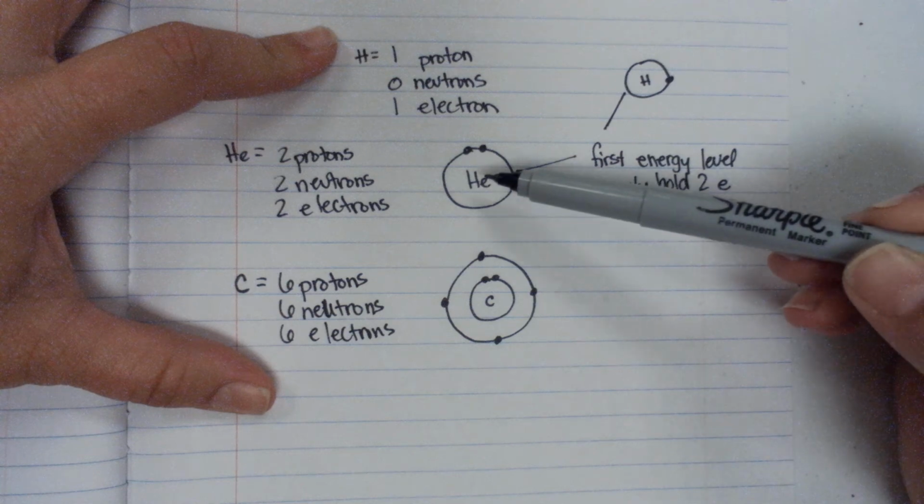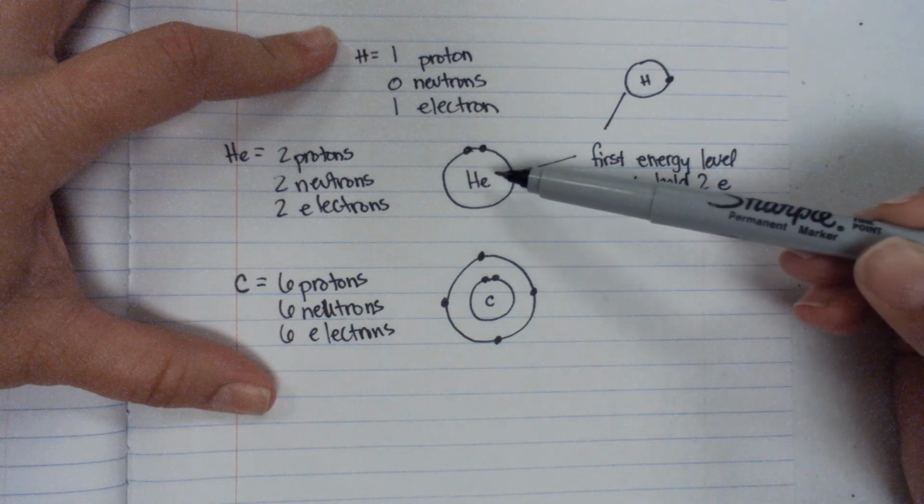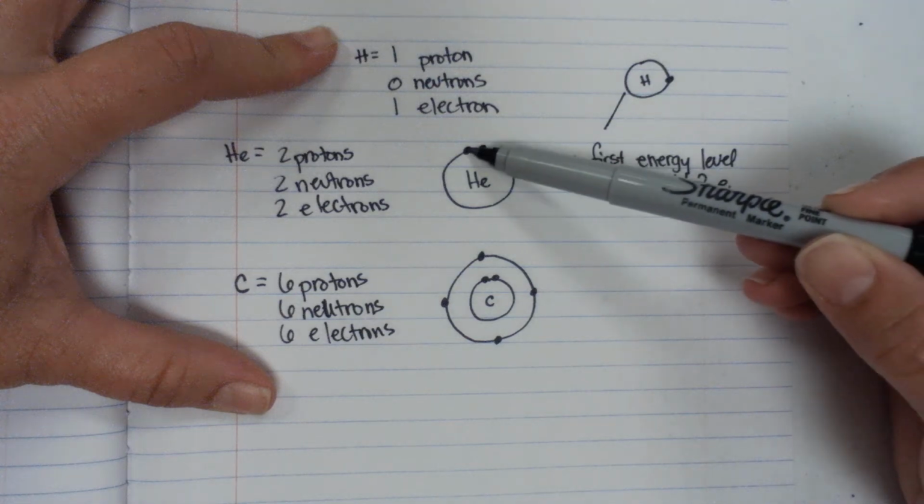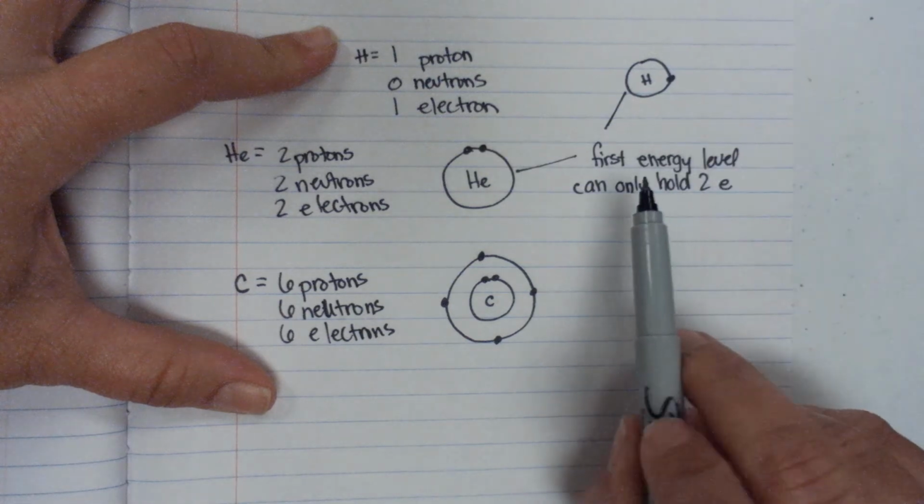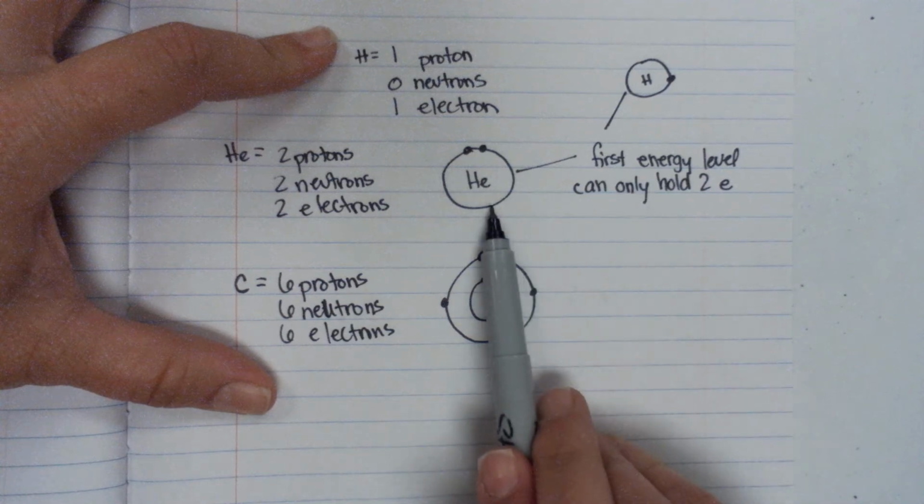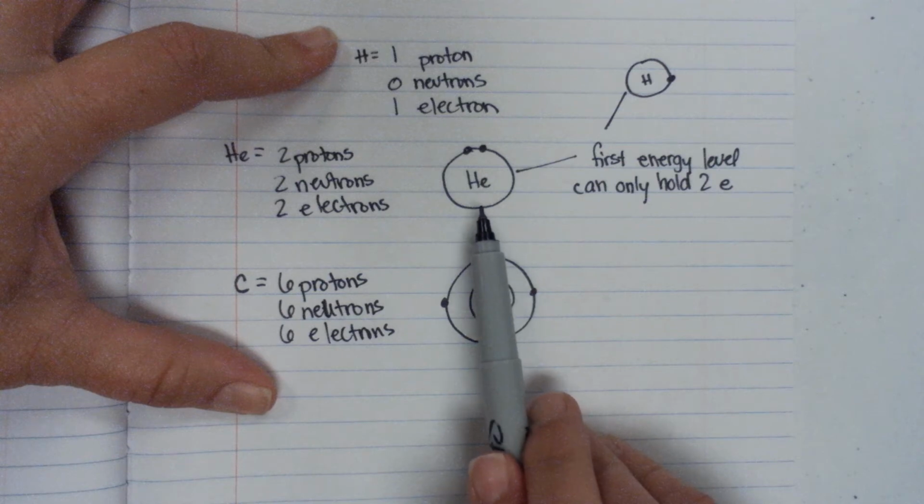Helium is kind of an outlier. It's in group 8, but it has only 2. How does that make any sense? The first energy level can only hold 2. So that energy level is full and has no empty spots.